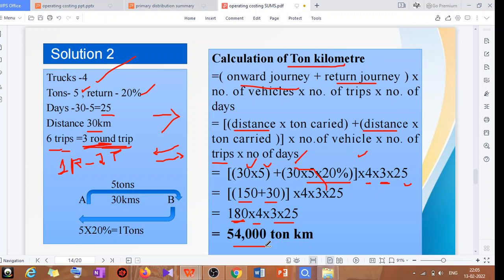So be careful with the trips. Okay, if they mention round trip, directly you take the round trip. Got it? If they mention trips, then you convert into round trips. Okay, that is when I am considering onward and return. Got it? So I hope it is clear to you.